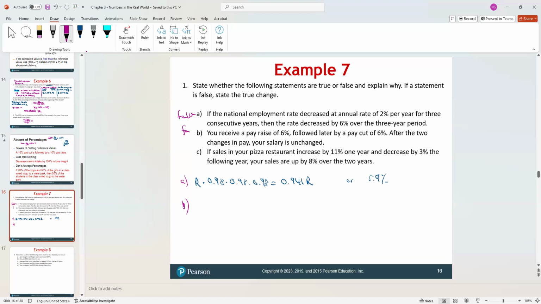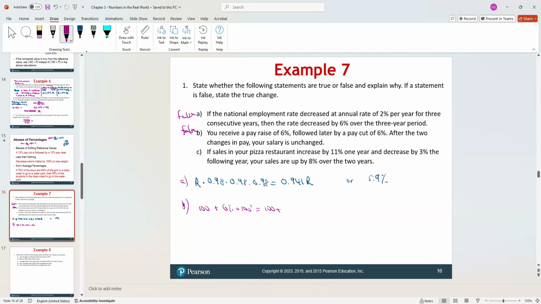And this one is false also. So if you add or subtract in terms of weight, that's not going to work, because we can assign an arbitrary number to your salary. Let's say, for example, your salary is 100. A pay raise of 6%. Let's suppose you get paid $100 plus 6% of $100.